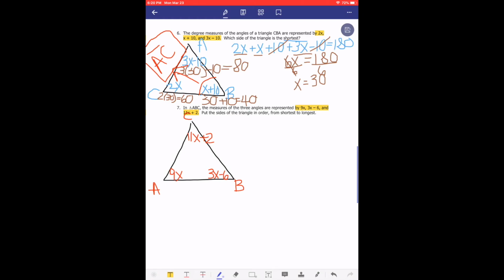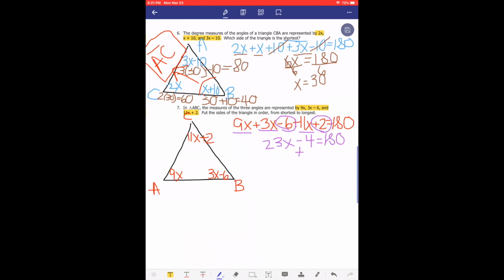Now I'm going to write an equation in order to find the angle measures. You know a triangle adds up to 180. So if we add them all up together, 9x plus 3x minus 6 plus 11x plus 2 equals 180. Combine your like terms. 9x plus 3x plus 11x. That will give you 23x. We have a minus 6 and a plus 2. So negative 6 plus 2 is negative 4. Then bring down the equals 180.